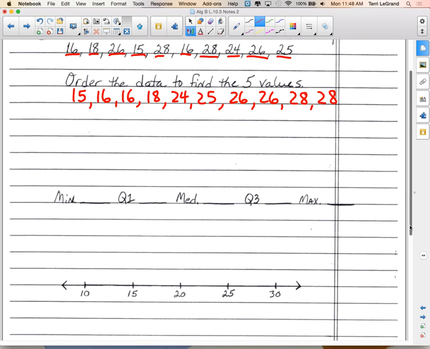We're going to have to find an average. So let's first of all identify, what is our minimum for this one? 15. What's our maximum? 28.